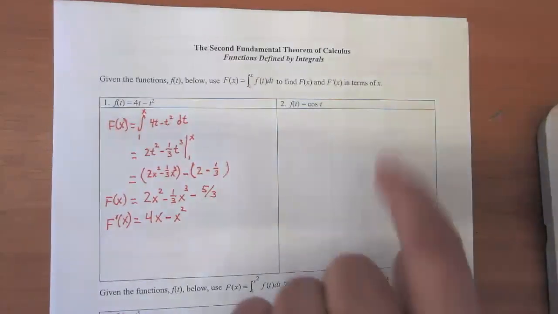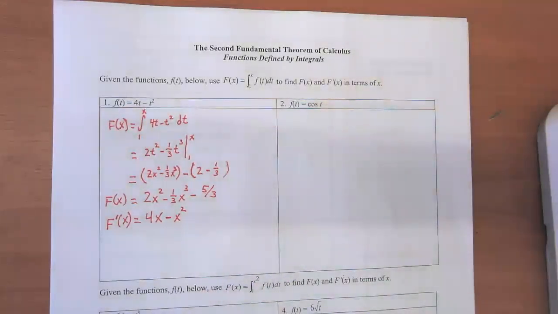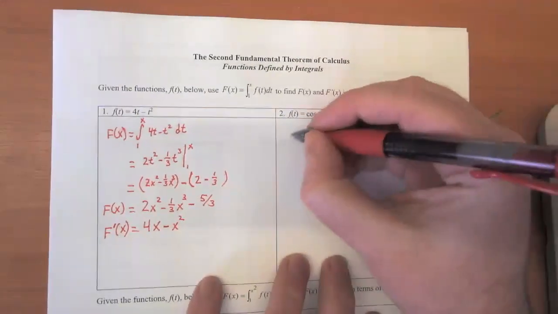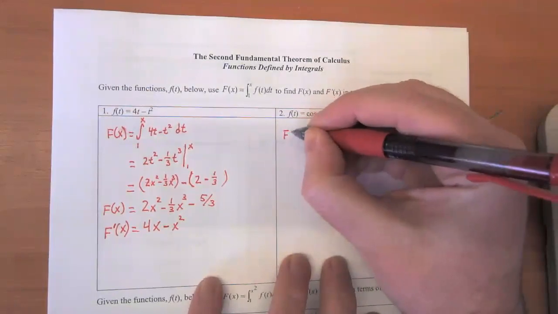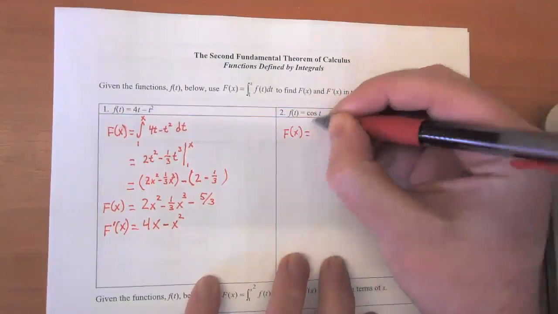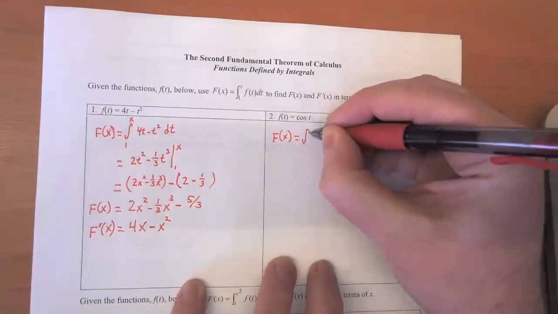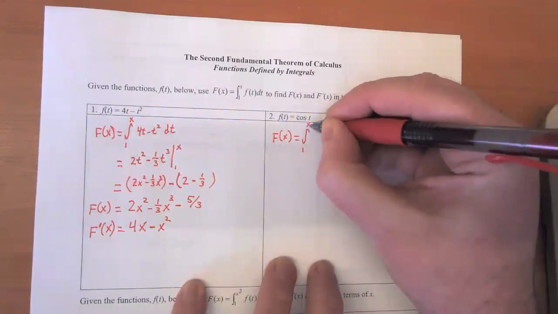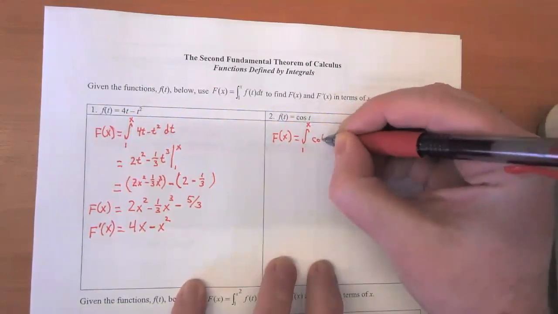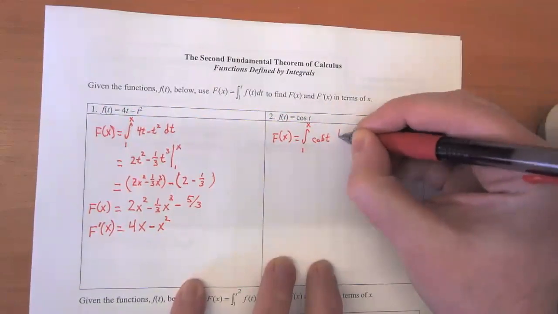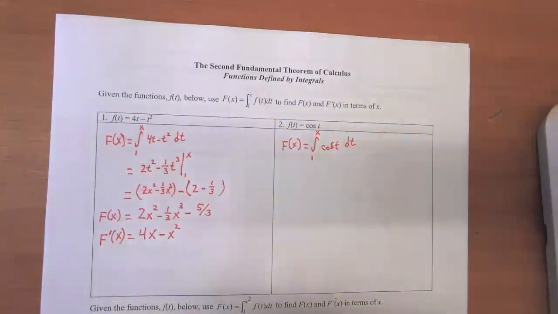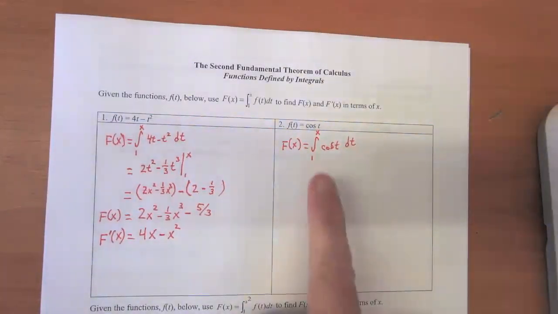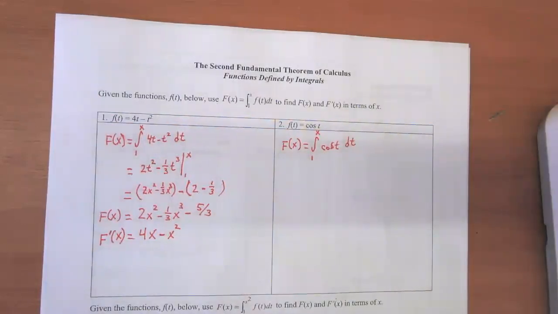All right, this time our function is cosine of t. So they want us to calculate big F of x, which is the definite integral from 1 to x of cosine t dt. So once again, pause the video, give this a shot. It's just that now we're taking the antiderivative of a trig function, so make sure you know how to do that.